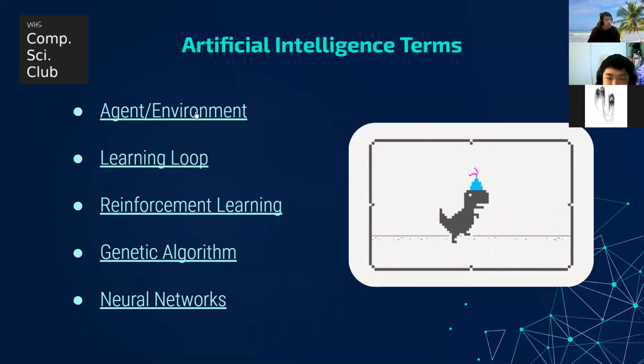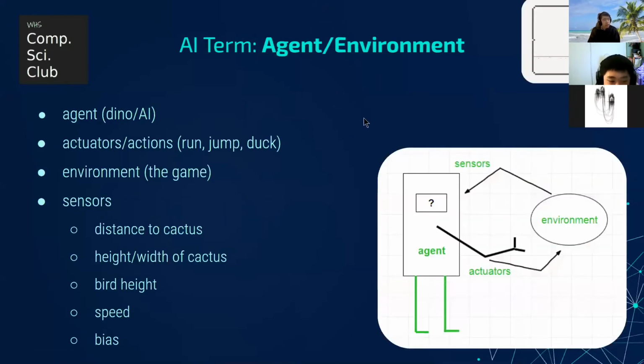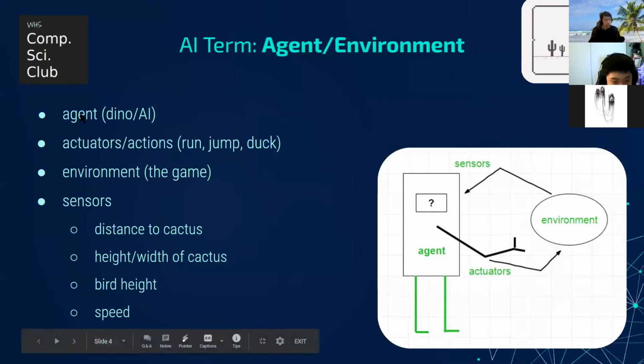So first off, agent slash environment. Basically, the agent is like the main character, you could think of it. It's what the artificial intelligence is. In our case, it's a dino, right? So whenever we refer to the agent, we're referring to the dino.